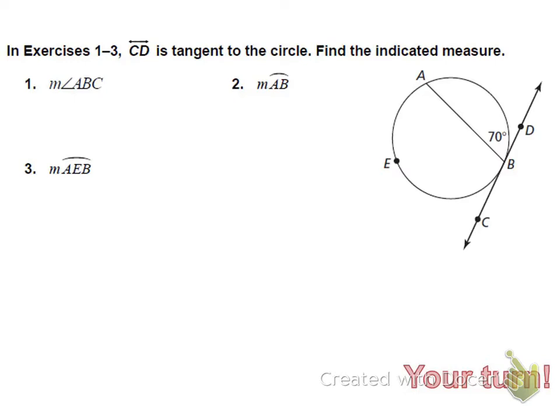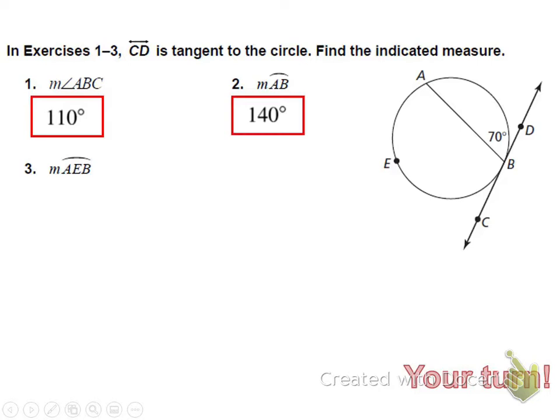All right, so angle ABC. What relationship does it have with the angle right next door? Supplementary, so 180 minus 70 is 110. So if the angle is 110, let's find the arcs. Arc AB is the minor arc. It corresponds with 70. So what do I do with 70 to find arc AB? 70 times 2. So right now we got 110, 140.